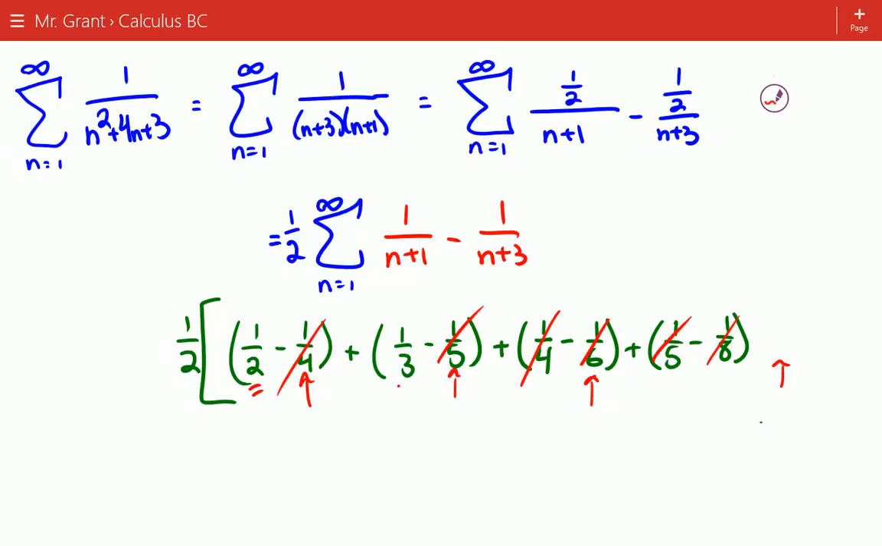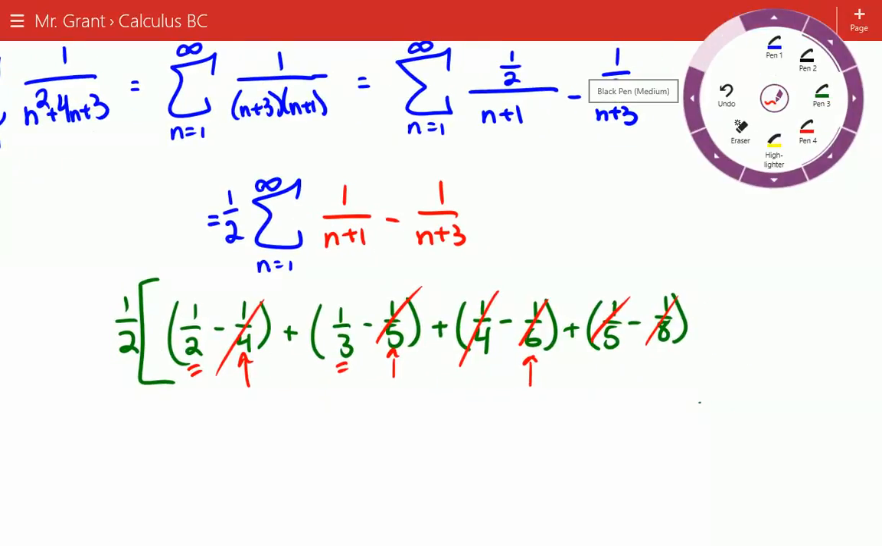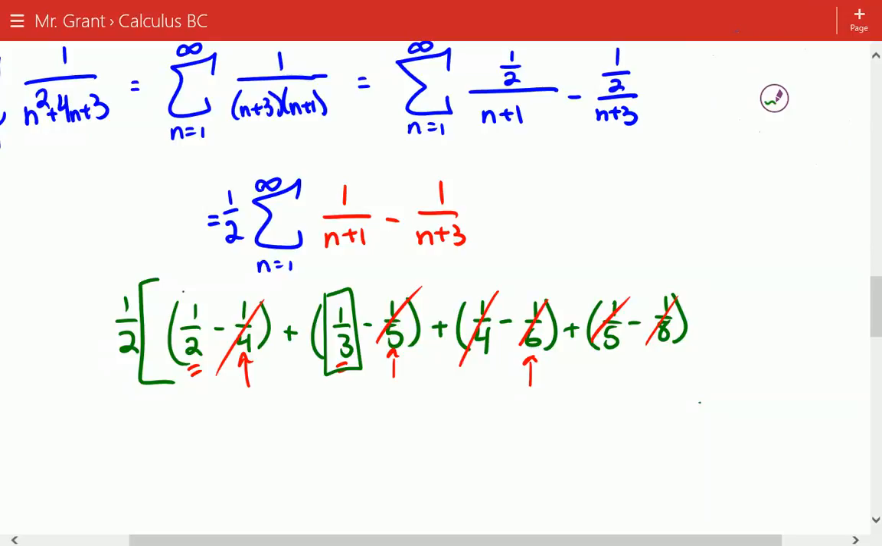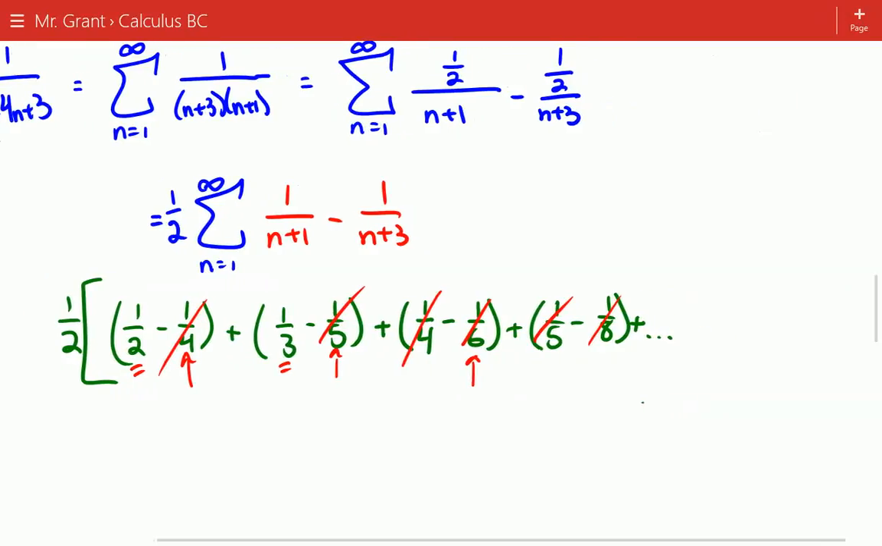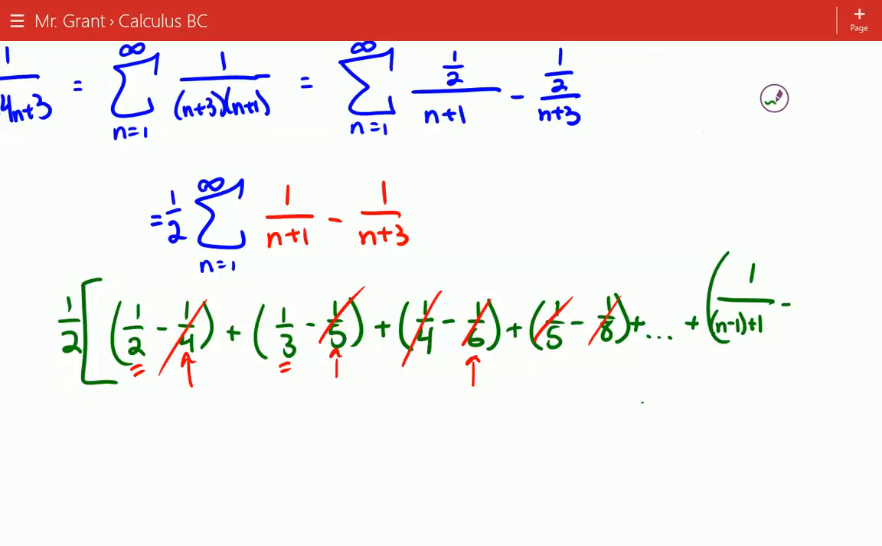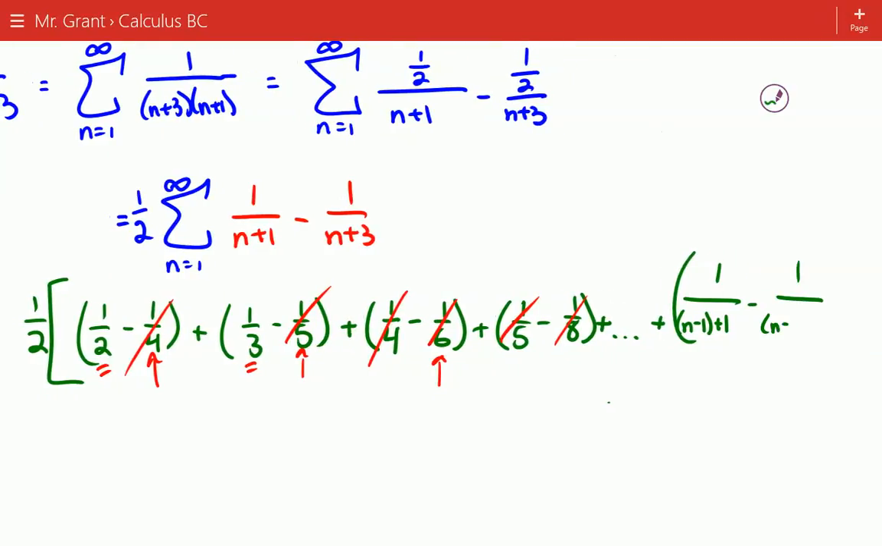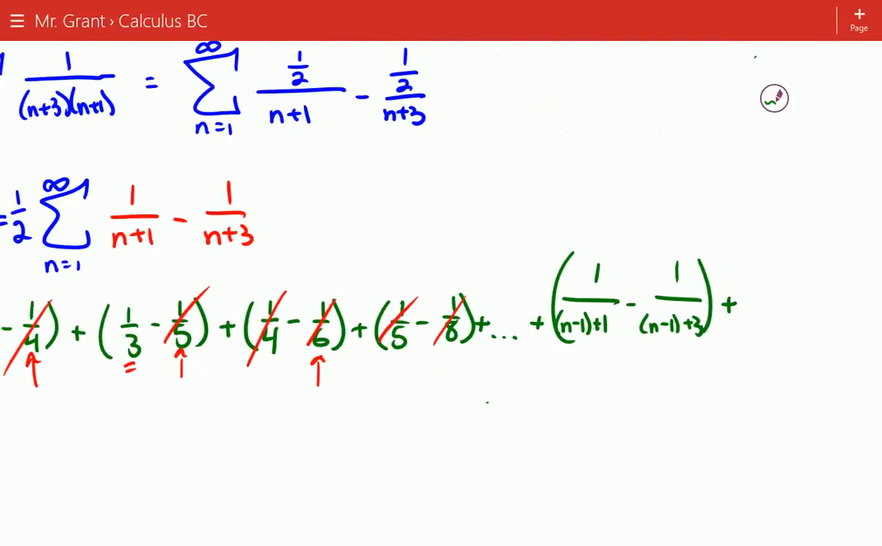But nothing's going to cancel the 1/2 or 1/3. So we'll need both of those in our answer. And as we continue on, we'll notice that because the first two didn't cancel, that probably means the last two won't cancel either. Right? So we can have our little ellipses to show that we're going infinitely large. And then we can plug in the second to last term. And the second to last term, we would say 1 over n minus 1 plus 1 minus 1 over n minus 1 plus 3. And then we can plug in our very last one as well. So that would be plus 1 over n plus 1 minus 1 over n plus 3.